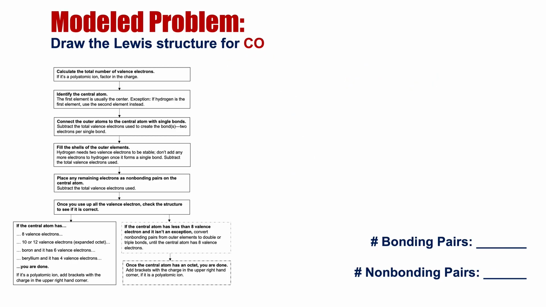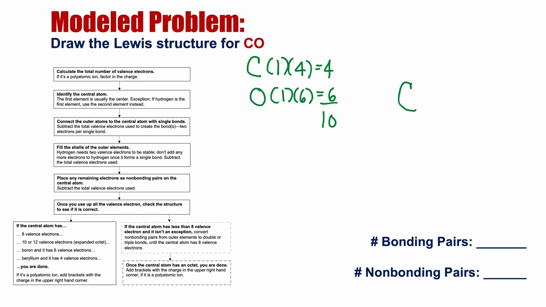In this last example, we're going to be forced to create a triple bond. So in carbon monoxide, you have 10 valence electrons total. Carbon is the central atom, oxygen is the outer one. I connect them with that single bond to use up 2 electrons. Oxygen is my outer one. I fill its shell. I used up 6 electrons, so now I have 2 left over. I place those 2 remaining electrons as a non-bonding pair on that central atom, and now I've reached 0.